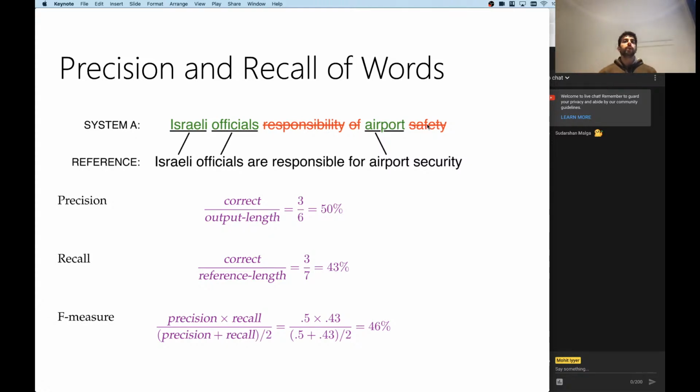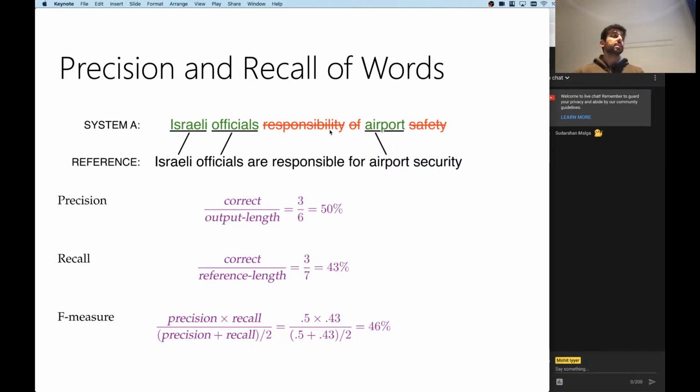So if we want to try to compare the similarity of these, the system output to the reference, one thing we can do is just match the words that are present in both the system output and the reference. So we can compute the precision, which means how many words in the system output were also present in the reference, right? So here we have Israeli officials.